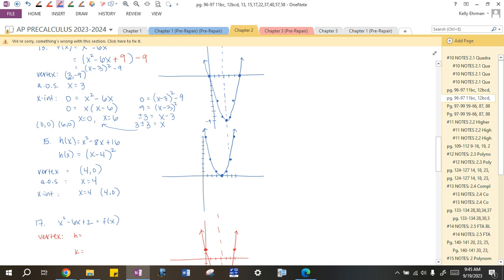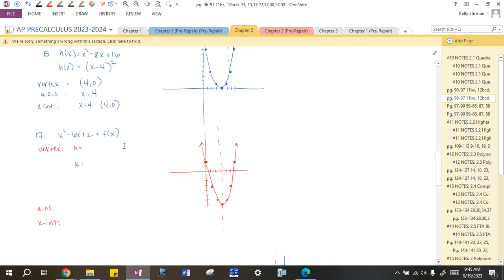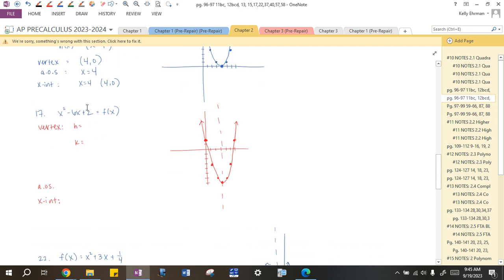All right. I'm going to switch to the vertex formula. I could complete the square on this, but I think vertex formula is more efficient. So if I had a choice between the two methods, I usually choose vertex formula.